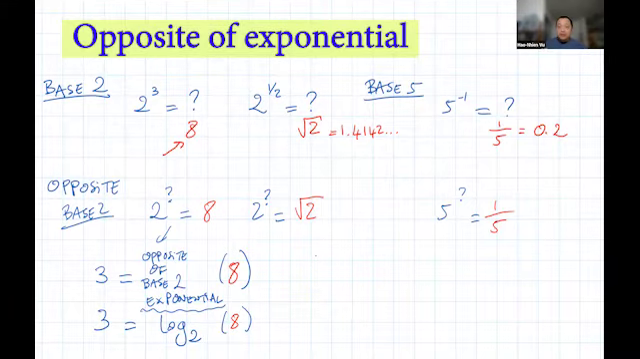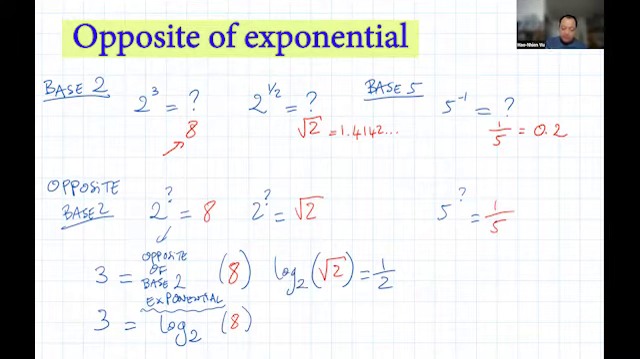The second example asks a question about the radical 2. So I want to be able to go from radical 2 backward to the answer of 1/2. I want to be able to make it equal to 1/2 like this. And the function in front, again, is the opposite of base 2 exponential. And instead of saying it long like that, I go log base 2 of radical 2. Third example, I want to go backward from 1/5 backward to the number negative 1. Then I use log base 5.